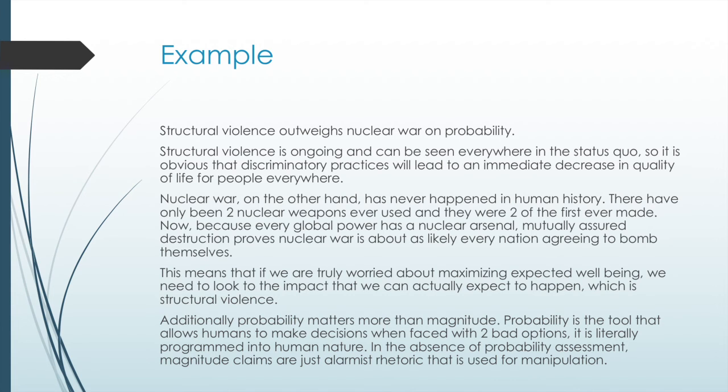So then for step 3, to talk about why magnitude isn't as important, I said, in the absence of probability assessment, magnitude claims are just alarmist rhetoric that is used for manipulation. So I'm saying that magnitude on its own is not a tool that can be used for any decision making. We need probability. Probability matters more. So that's an example of what it looks like if we do all 5 steps, including meta weighing.